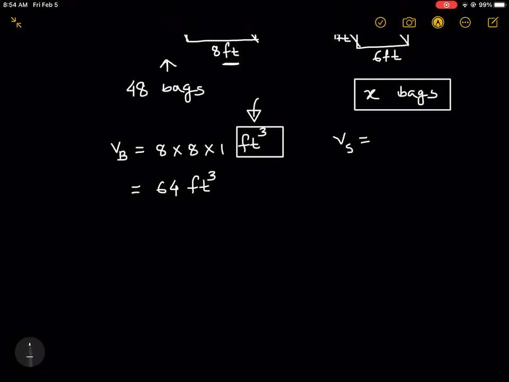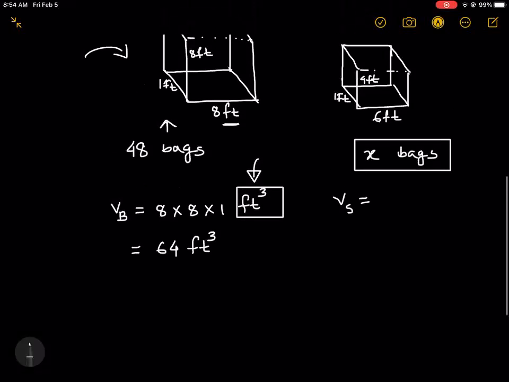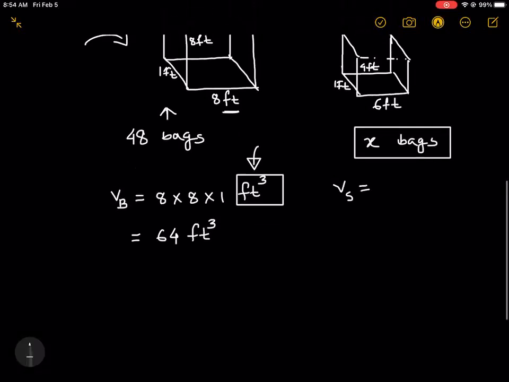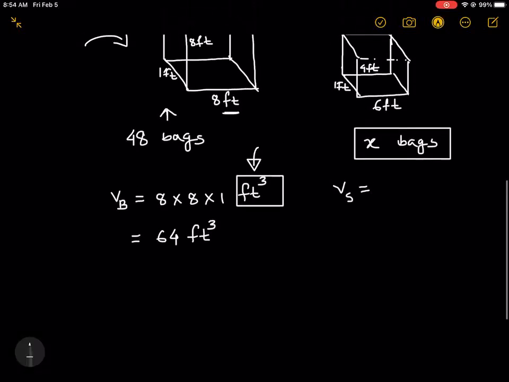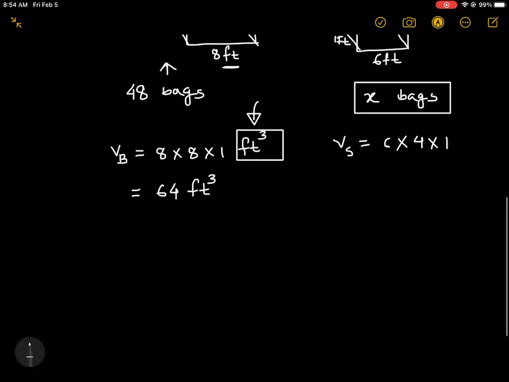Okay. Now the volume of the smallish box. So once again, it will be length times width times height. So it's going to be 24 cubic feet. All right. Okay. So now we have the formula. We have used it to find the volume.